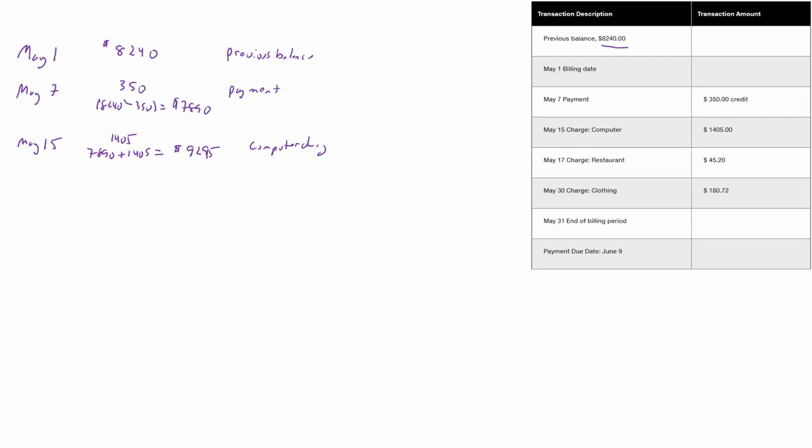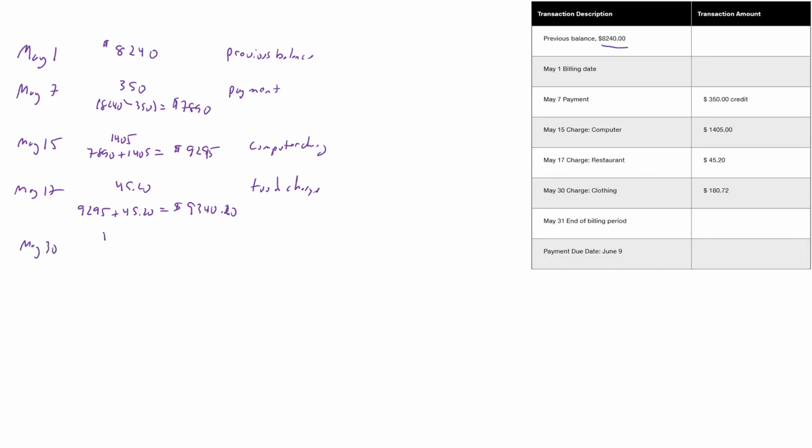All right, and then after May 15th, on May 17th, we have another charge. On May 17th, we have a restaurant, so we'll just call it a food charge. That was $45.20. So now we'll take our previous balance, 9295, plus $45.20. And so our new balance at that point in time is 9340.20.